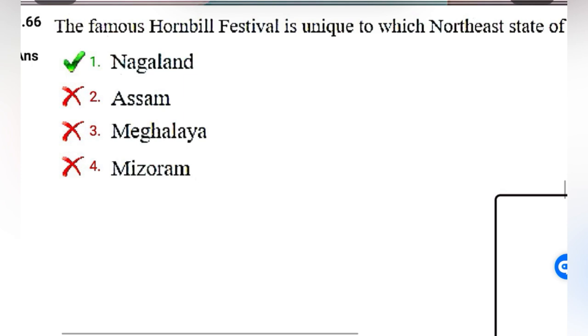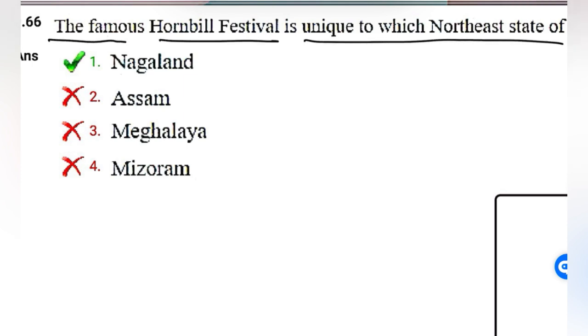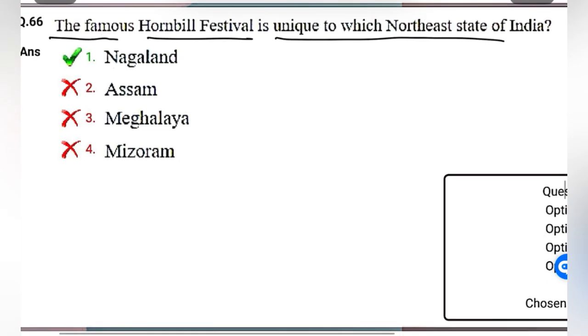The famous Hornbill festival is unique to which northeast state of India? Nagaland. It is also called the Festival of Festivals. It was celebrated for the promotion of tourism and for the exhibition of the state's tradition and culture in the Naga tribe, showcased in their art. It was celebrated for 10 days.